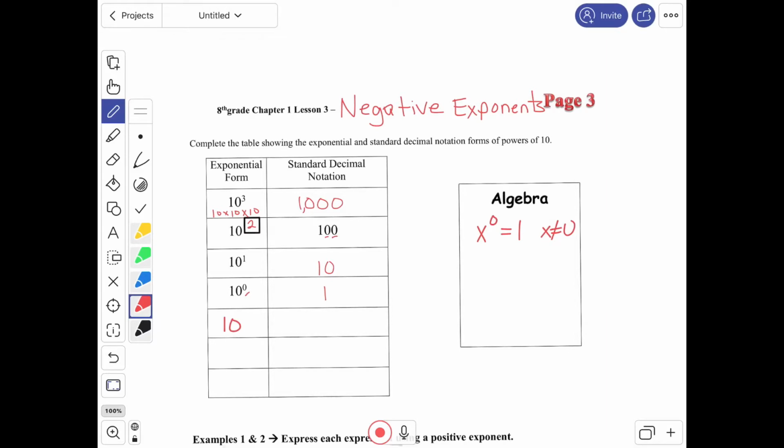But what happens if we have a negative exponent? So 10 to like the negative 1. When we had an exponent that was positive, we added zeros. And when we add zeros, it's kind of like we're moving the decimal over that many spaces. So if it's negative, we're moving the decimal back. And the exponent tells us how many spaces we're going to be moving it back.